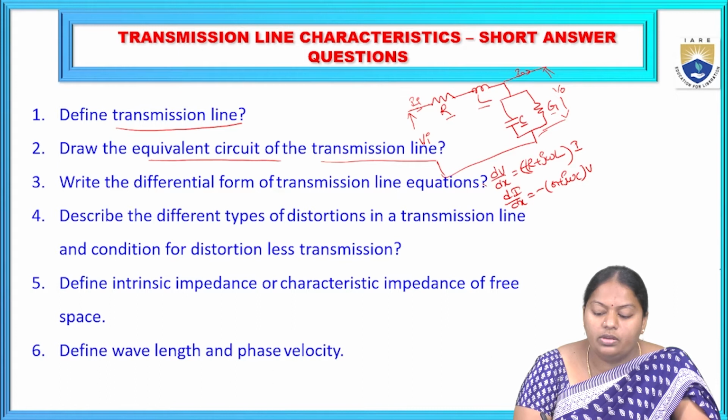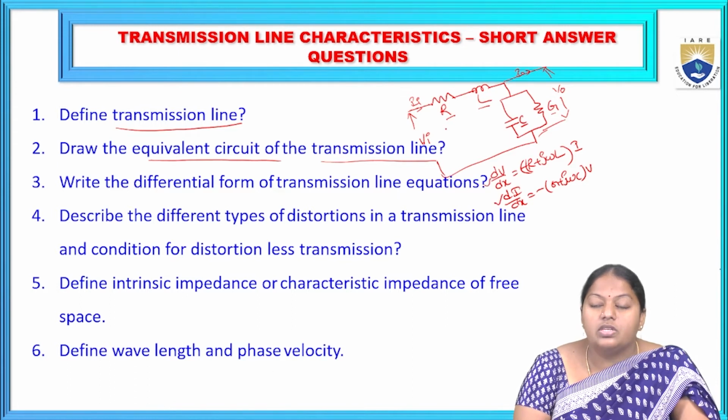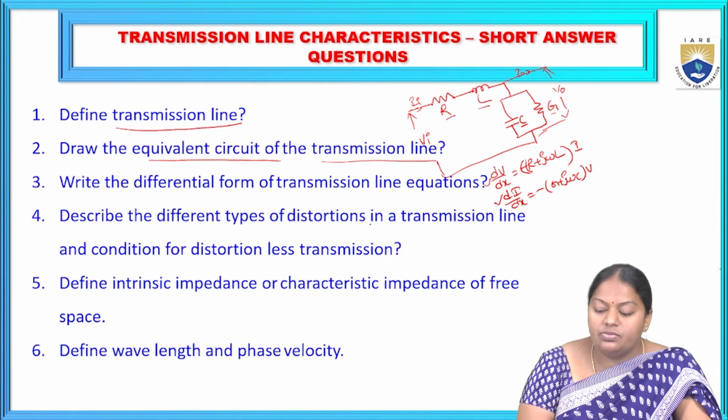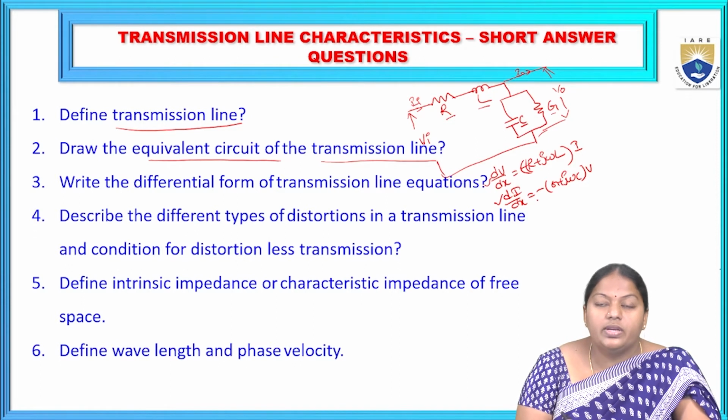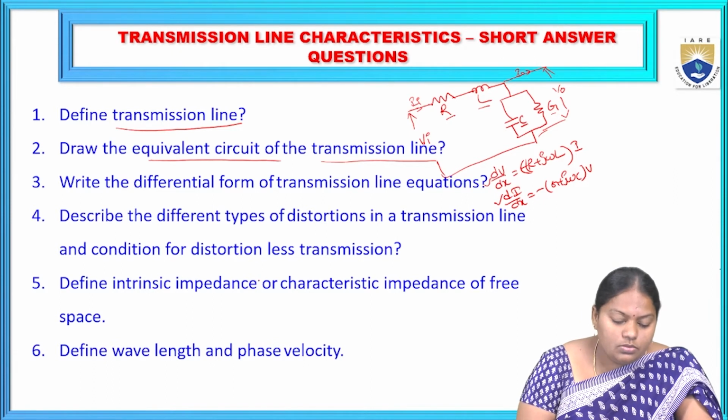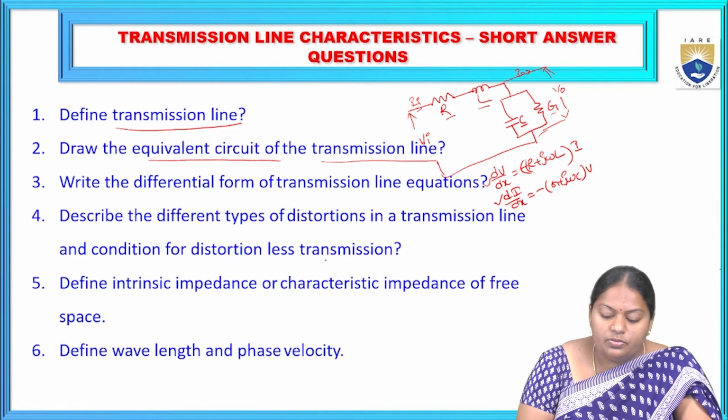To write these two equations, we consider the elements connected in series, resistance R and inductance L, and for the shunt case, capacitance C and conductance G need to be considered. Now from that, dV by dx is equal to minus of (R plus j omega L) into I, and dI by dx is equal to minus of (G plus j omega C) into V. So these are the differential form of equations for the transmission line.